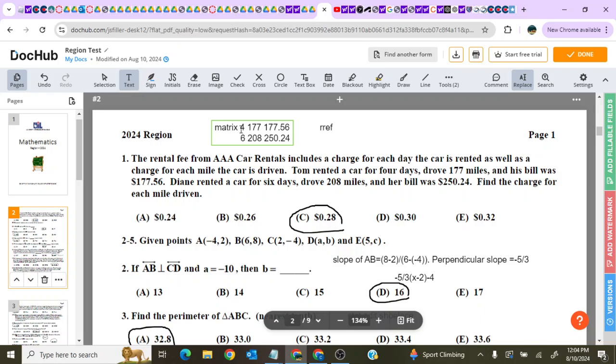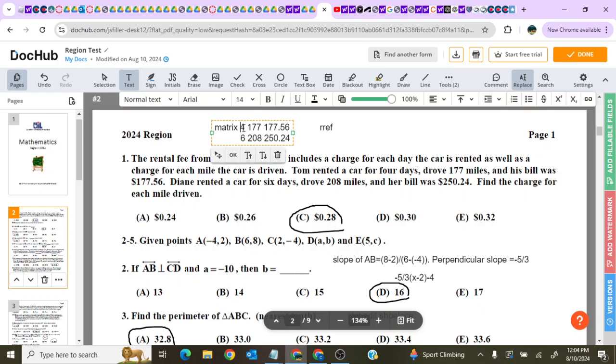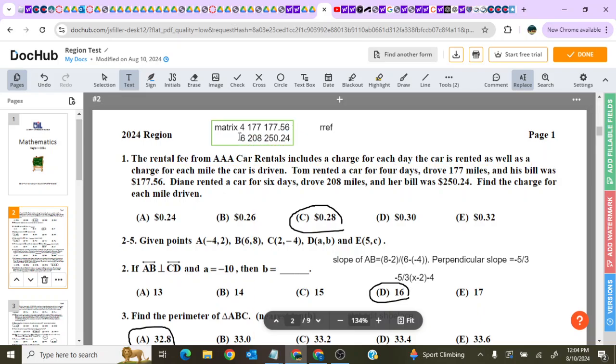Well, this is a system of equations. 4 times the cost per day plus 177 times the cost per mile gets you the amount they spent. Do that for both of them. Then do the RREF of the matrix, which basically solves it. So matrix, math, scroll up till you get to RREF, and then plug in the matrix. And you'll get a value of 0.28.